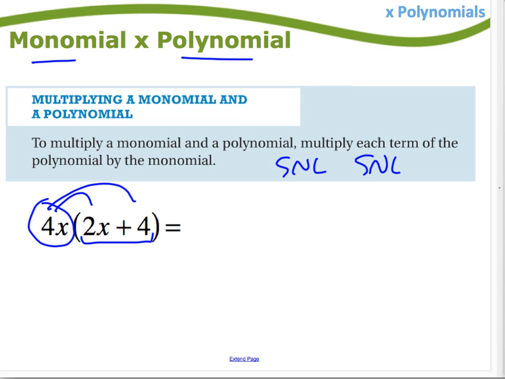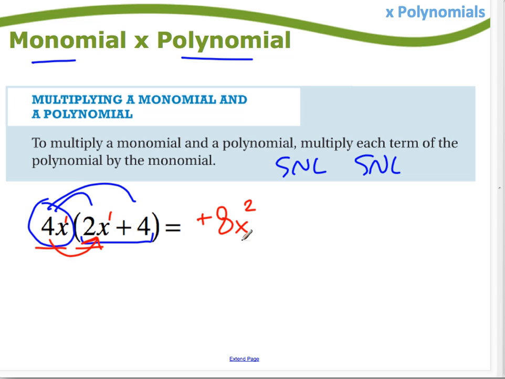So let's just look at the first two. I'll put them in a different color. So these two. So sign is going to be positive. 4 times 2 is 8. X times x, add exponents, they're both 1, so this will be x squared. So that's the first product taken care of.